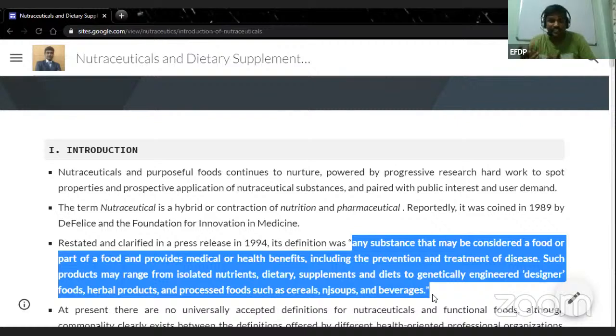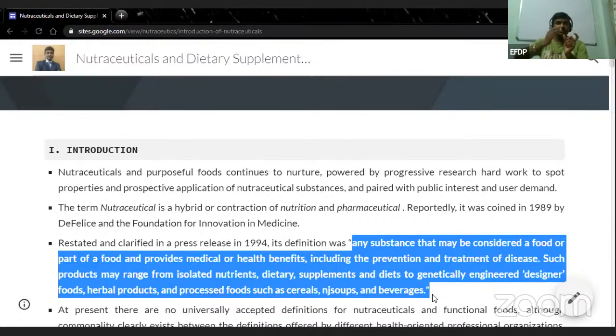Genetically engineered means what? Designer means what? We have to design. Yes, understood. Okay, very good. So designer product, food, herbal product, processed food such as cereals. अभी आपने बहुत बार ऐड देखे रहेंगे. नॉर्मल हम लोग डीमार्ट में जाते हैं तो डीमार्ट में we are getting non polished dal and polished dal. क्या डिफरेंस है इन दोनों में?